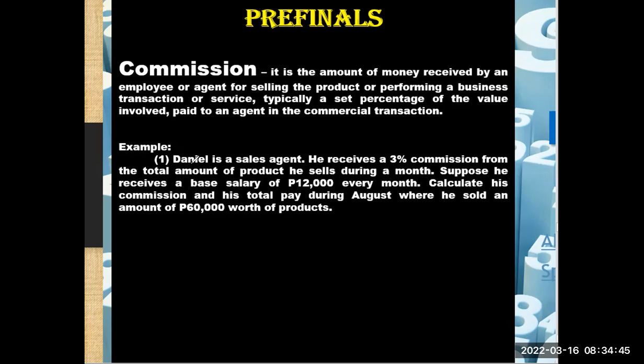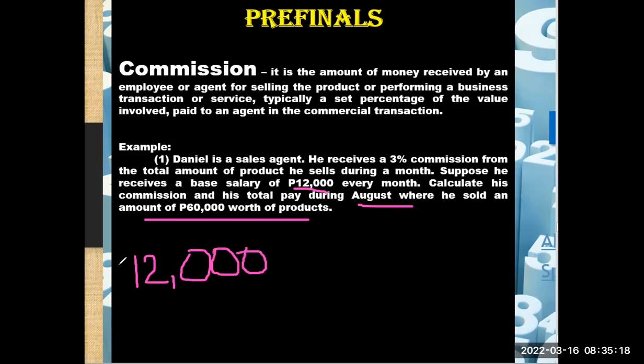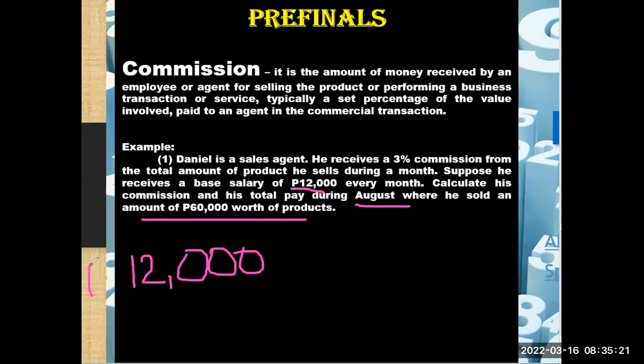Ayan. So, let's try by analyzing itong example. So, Daniel is a sales agent. He receives a 3% commission from the total amount of product he sells during a month. Suppose he receives a base pay salary of 12,000 every month. Calculate his commission and his total pay during August, where he sold an amount of 60,000 worth of products. So, 12,000 pesos yung kanyang base pay. Base pay is equals to 12,000.